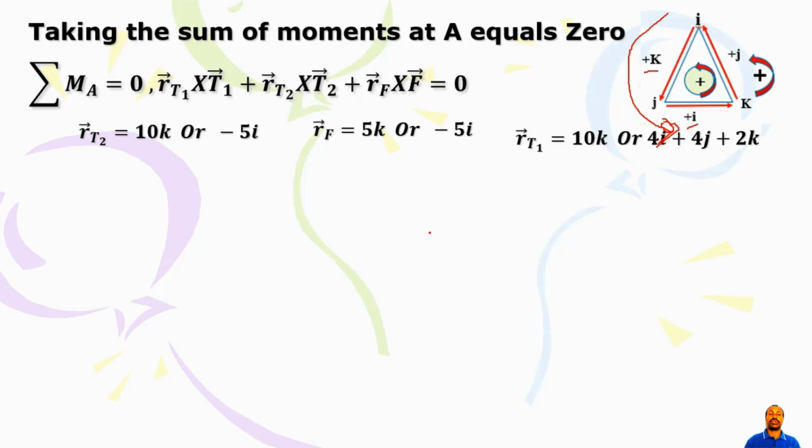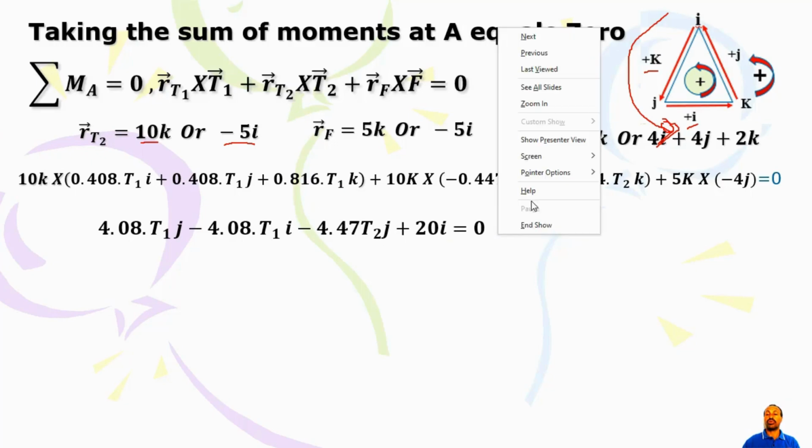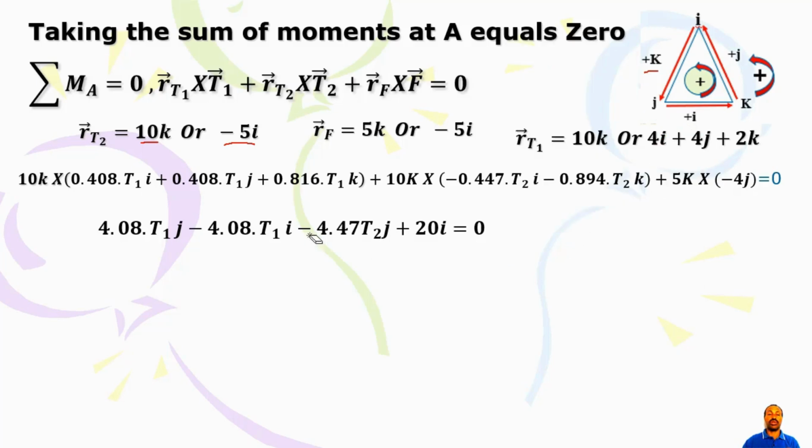So let us see. RT1 first, 10K. You go 10K or negative 5I. This is RT2. And RF is 10K or 4I plus 4J plus 2K. Then you just proceed to the line of action of the force. Then just cross product you can follow now. The cross product will be 10K times this one.